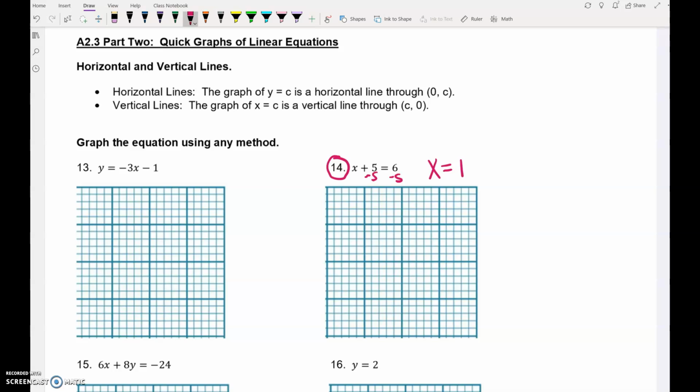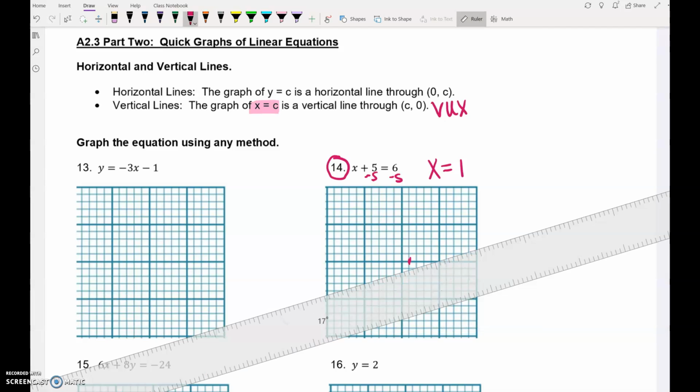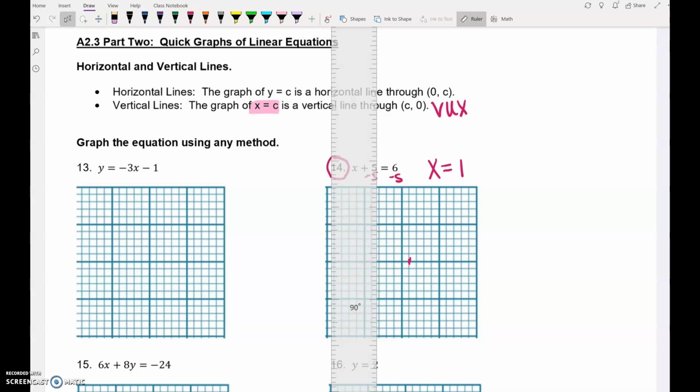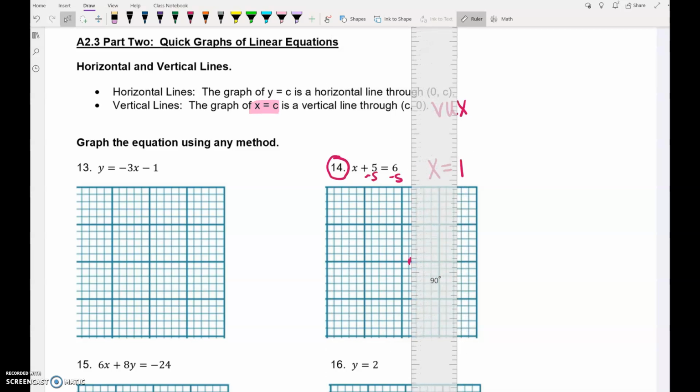If you have x equals something, it is a vertical line through the point (c, 0). Remember VUX. Vertical lines have undefined slope and their equations are x equals a number. So find 1 on the x-axis and you're going to draw a vertical line through that point. So I'm going to put my fancy ruler up there. Draw a nice straight line.